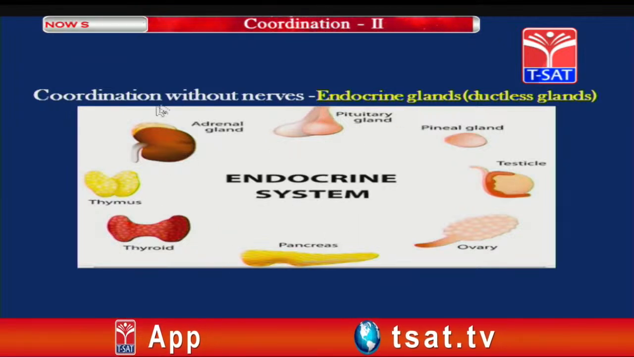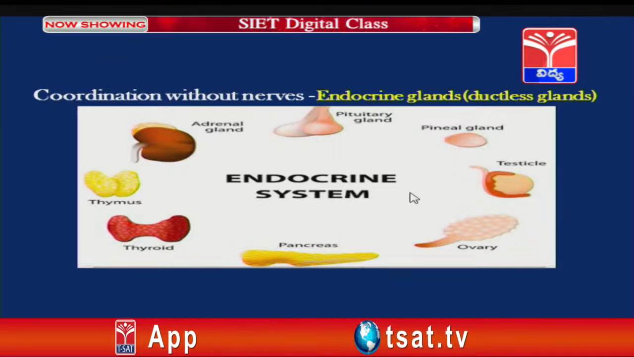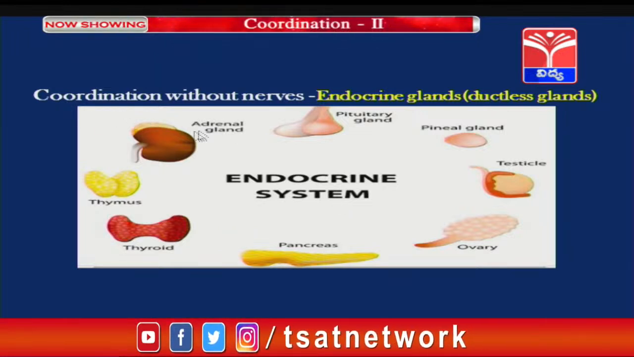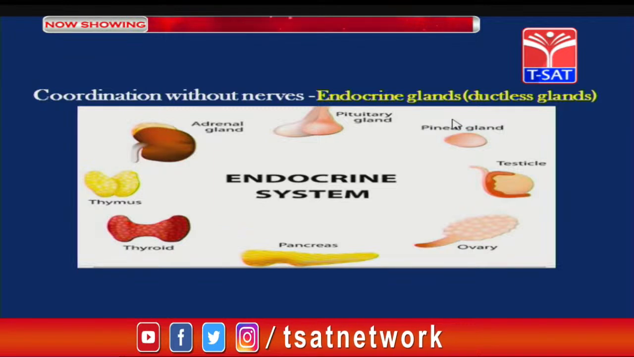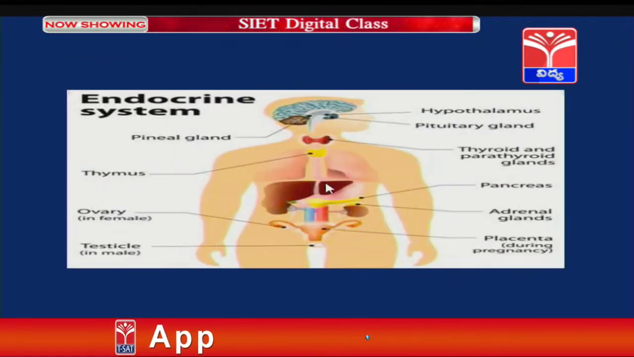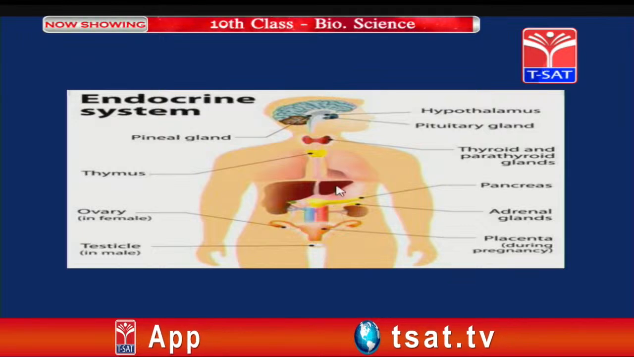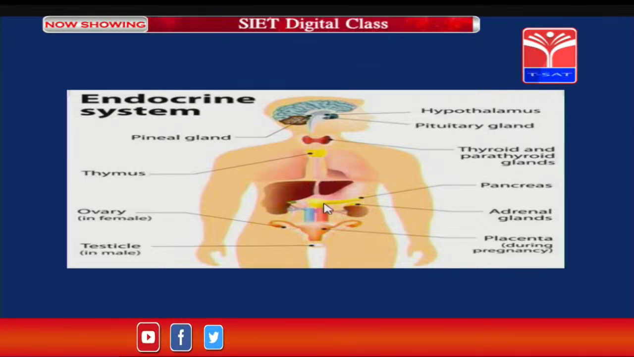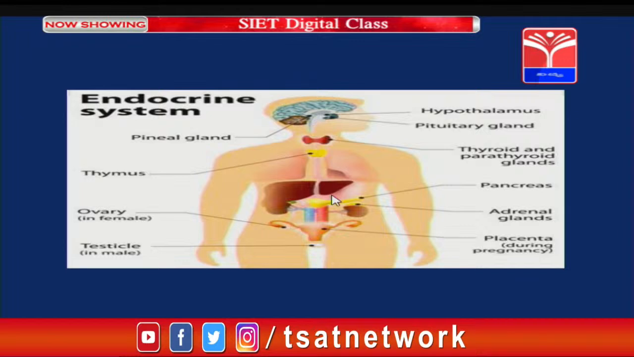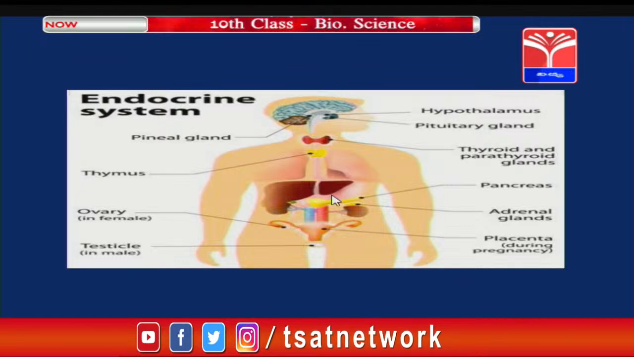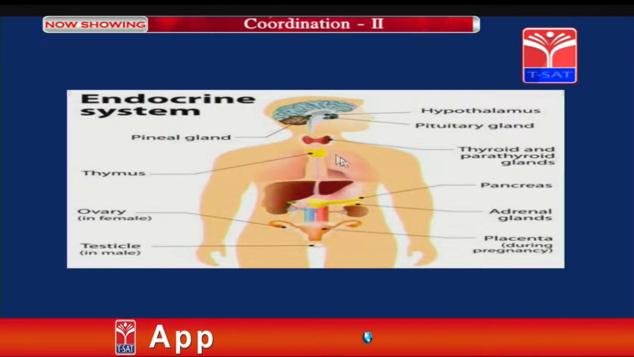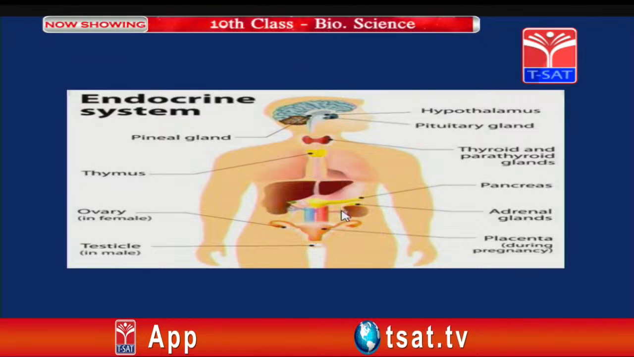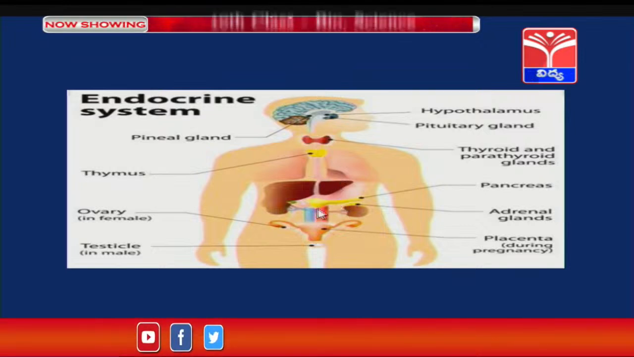All these endocrine glands together form the endocrine system, and the coordination brought by this endocrine system is called chemical coordination. All these glands are called ductless glands. Why? Because the secretions of these glands are directly released into the bloodstream instead of being carried by ducts, because these glands do not possess ducts to carry their secretions. As no ducts are present, these glands are called ductless glands. The secretions are directly released into the bloodstream and reach their target organs to show their effect.